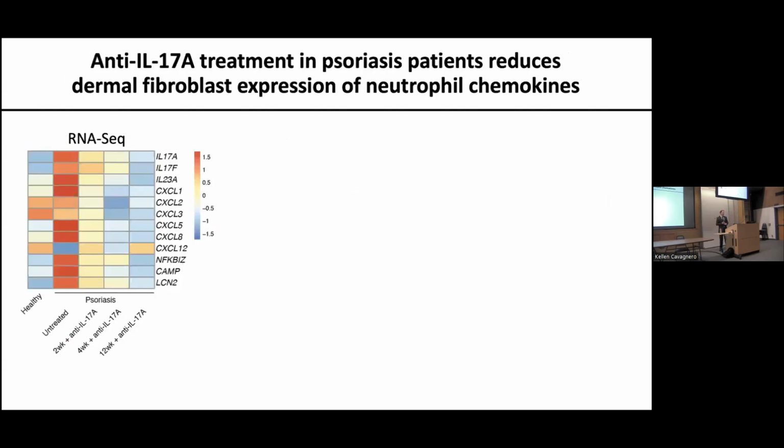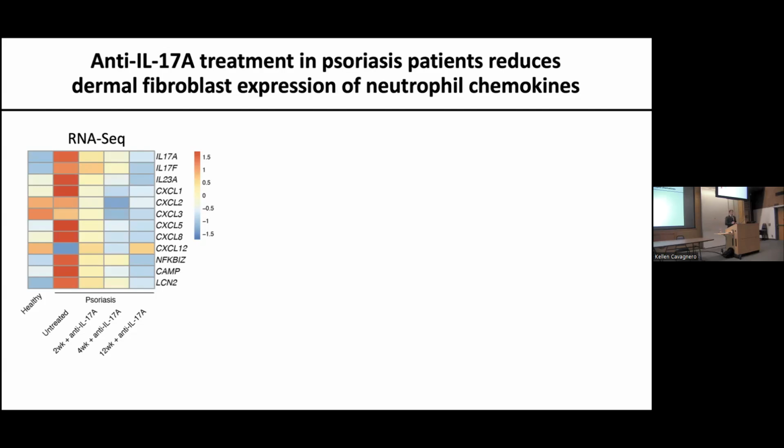And so we first analyzed bulk RNA sequencing data from these patients, and we found that the neutrophil chemokines that are very highly expressed in psoriasis normally were subsequently decreased upon therapeutic blockade of IL-17. This is bulk RNA sequencing. We don't know which cells exactly are being targeted here.